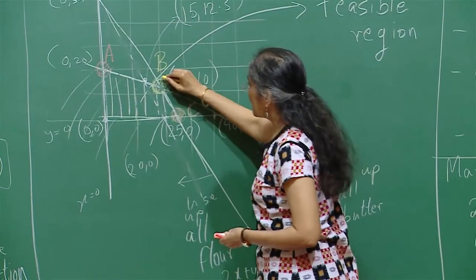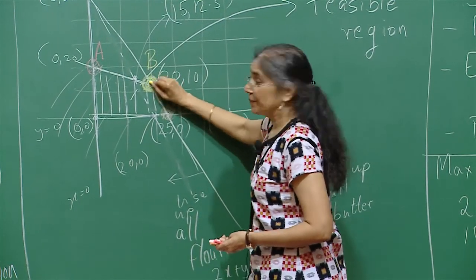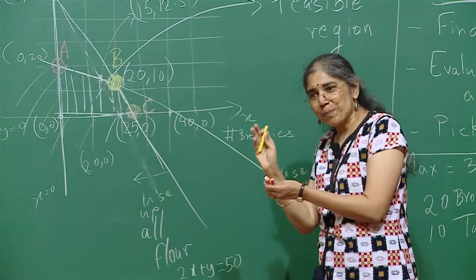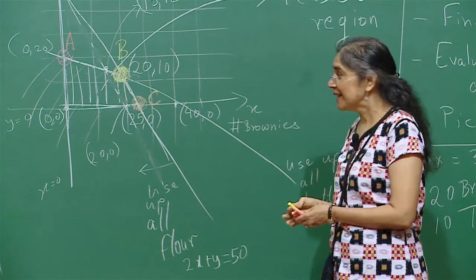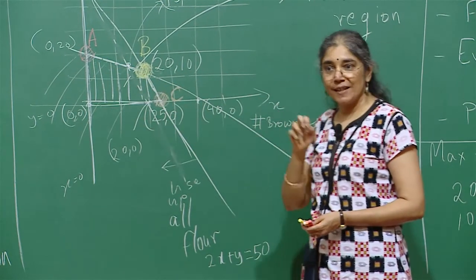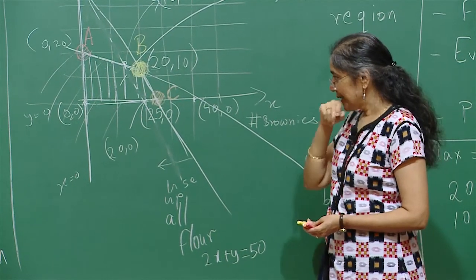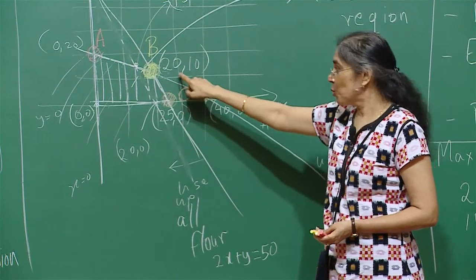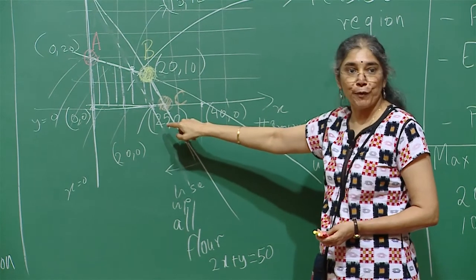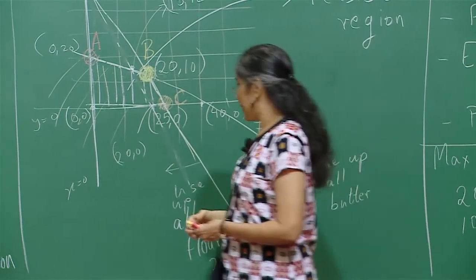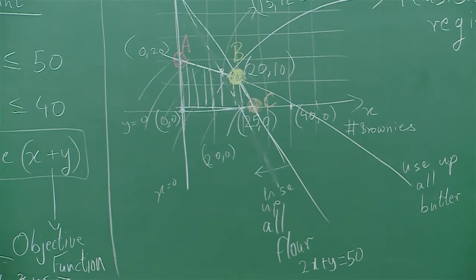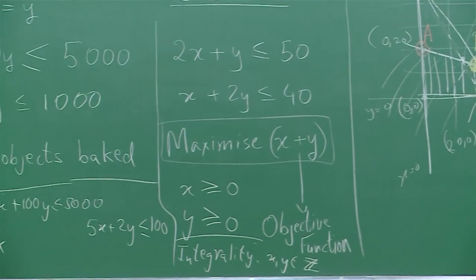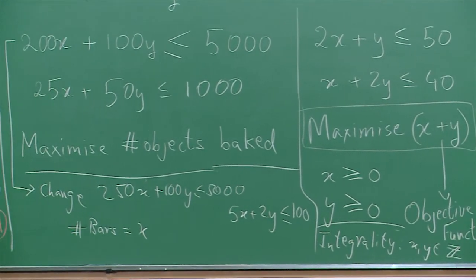When they were giving equal profit, this was the optimum. Now brownies are giving much more profit than tarts. You would expect things to shift towards brownies, right? But if you actually evaluate what happens at these corners, what do you get? This is 20, 10. This is 25, 0. So 2x plus y is the same at both these places. It's 50. So we have two optimum solutions here. You have B and C, yellow and orange.